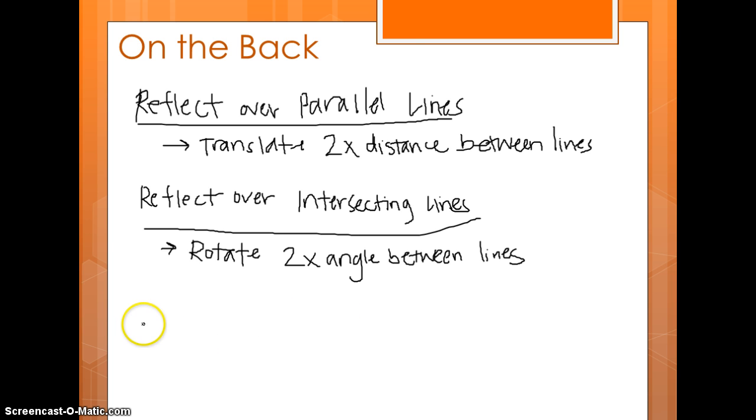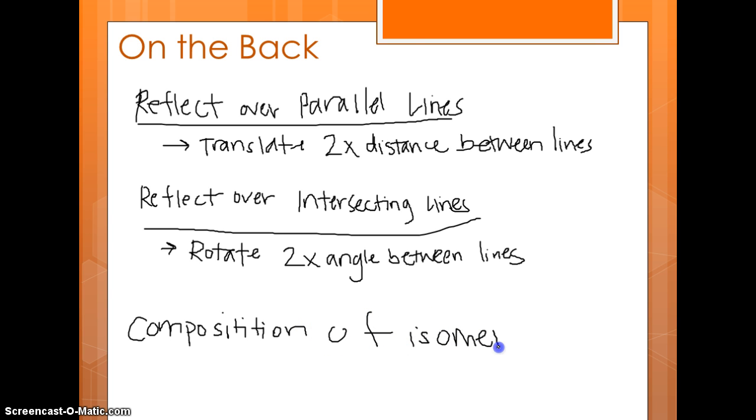And then our last little note for the back is that the composition of isometries is an isometry. Sorry about this, I don't know what happened there, it got a little crazy. But the composition of isometries is an isometry. So if we do a composition of translation, reflection, and rotation, it's going to end up as an isometry. And that is all for your foldable.